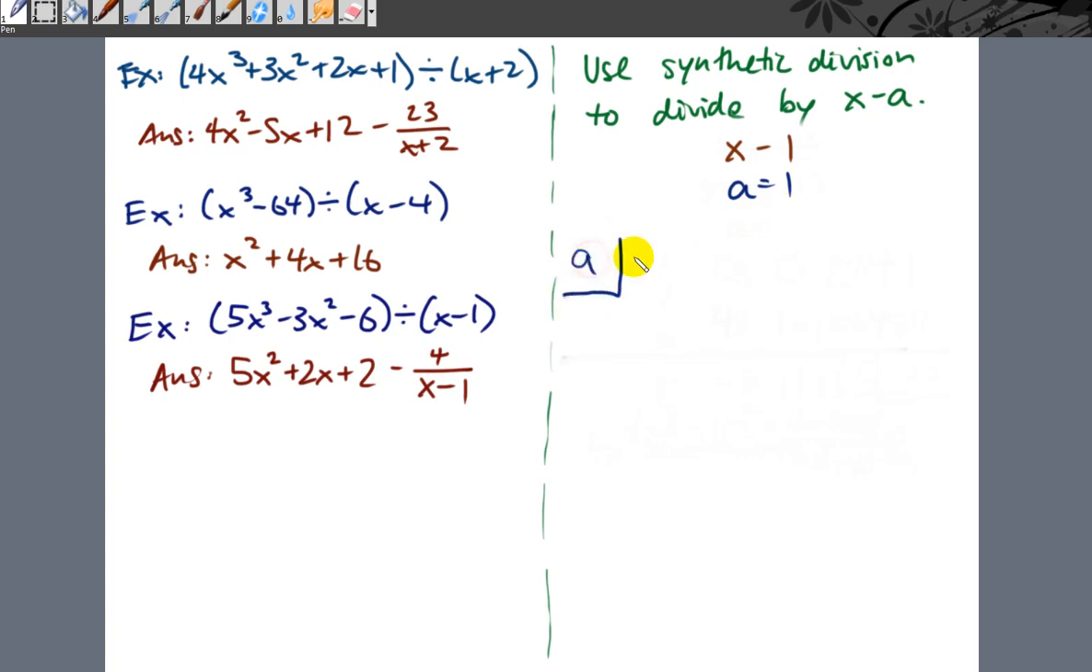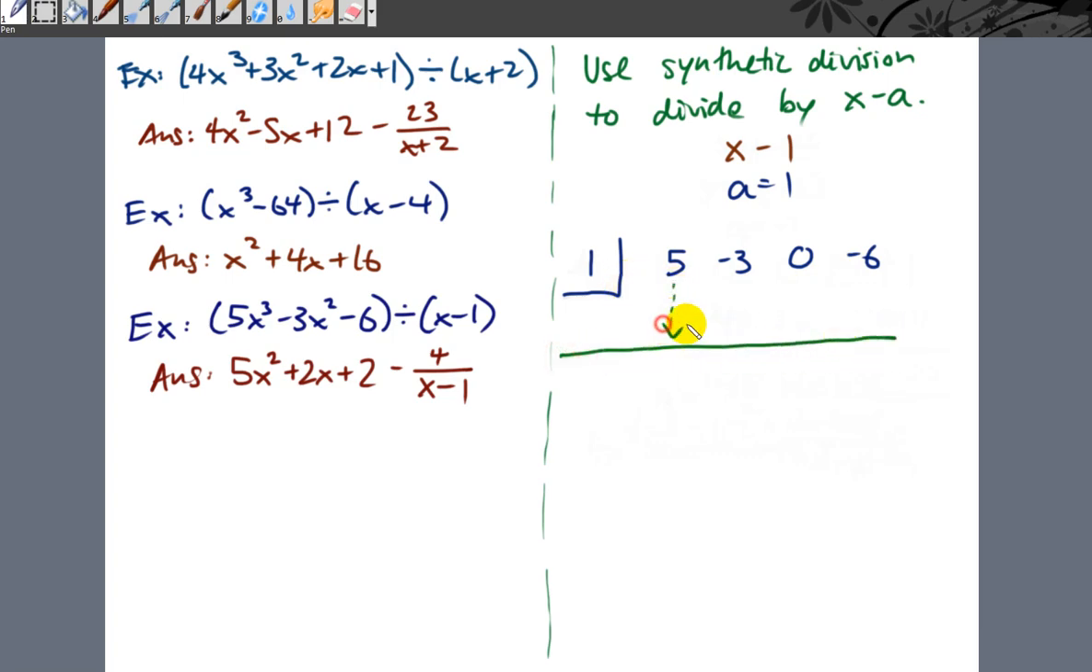So again, a is a value that goes here, and then any leading coefficients that you see. So we don't have an x term here. So when we write this out, this is 5x cubed minus 3x squared plus 0x minus 6. So you can see we don't have an x term. So when we write this, this is 5, negative 3, 0, and negative 6. Okay, so what we need to put in the box is going to be 1. Okay? So let's go ahead and perform the synthetic division on this.